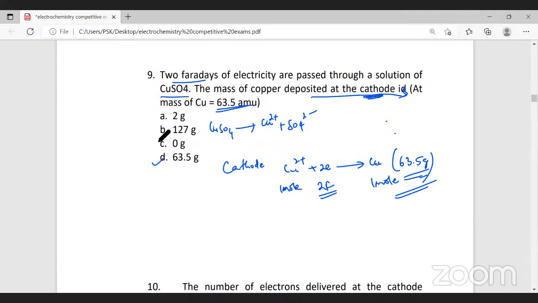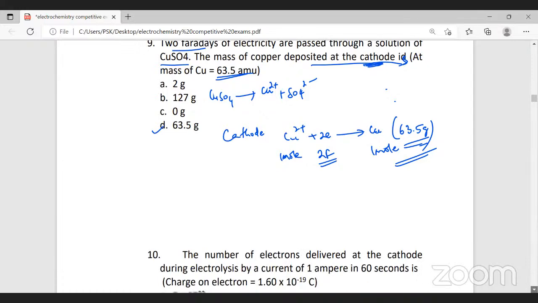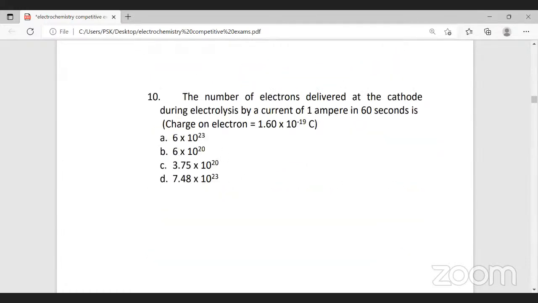Yes, sir. If I ask you a question, instead of 2 Faradays, if I pass 1 Faraday of current, what will be the amount of copper deposited? 63.5 divided by 2, sir. Very good, 63.5 divided by 2. It's half of this. Correct.